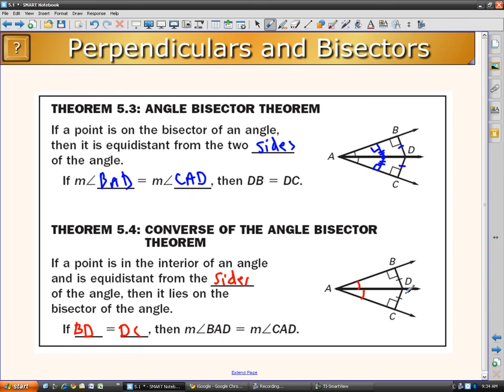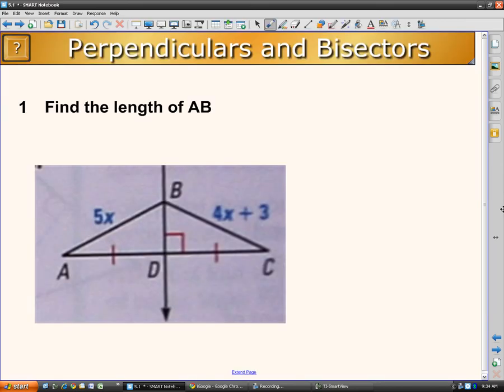All right, so now we're going to do a couple examples. Our first example says find the length of AB. Hopefully you notice that BD is a perpendicular bisector of AC. One, I know it's perpendicular because there's a right angle marked there. And two, I know it's a bisector because these segments are marked the same, so DC is equal to DA. Knowing that, by our perpendicular bisector theorem, we know that AB is equal to BC.